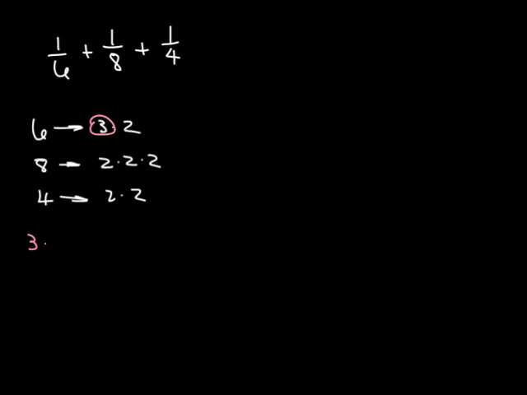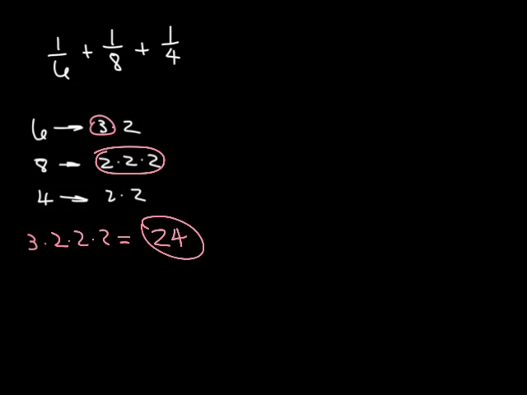I look at the next one. I have a 2 there, I have 3 2's there, and I have 2 2's there. So 3 2's is the row that has the most, so I'm going to take those 3. Multiply all those together. 3 times 2 is 6, times 2 is 12, times 2 is 24. That's the common denominator. So it's pretty easy to do.